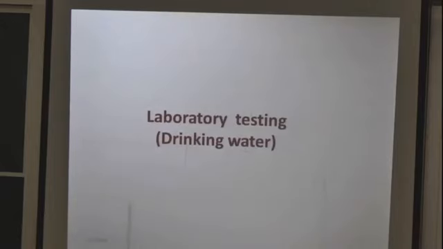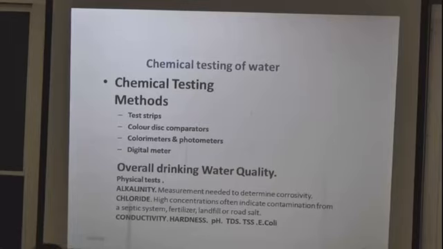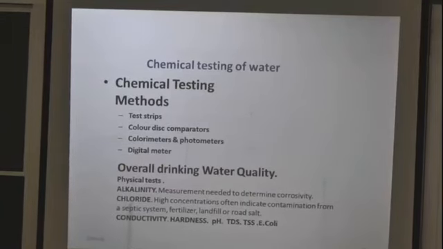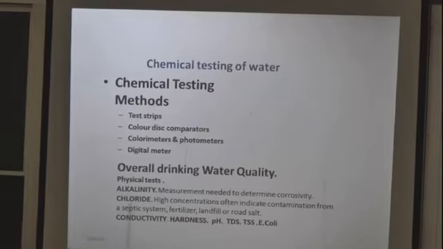So, laboratory testing of drinking water parameters. We need to test some basic parameters to go for a drinking water quality test. There are some test strips, which we have already mentioned. Color, some pictures you can see here, and then we have colorimetry and photometers, which absorb light, photometry and colorimetry, comparators, and digital meters, and drinking water quality, fluoride.